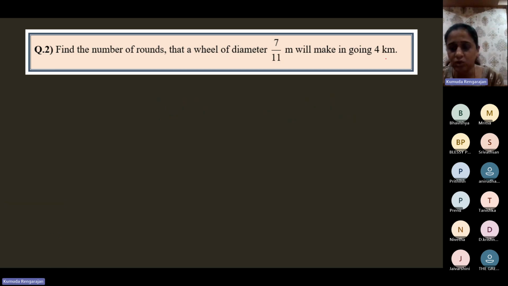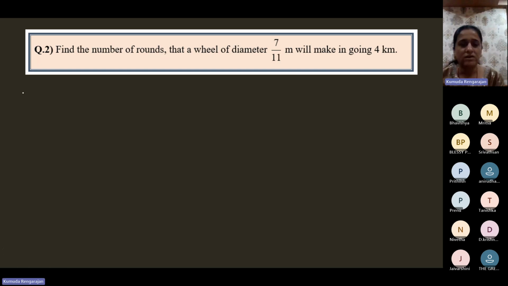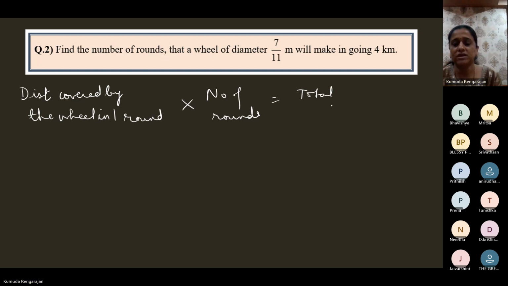The distance is 4 kilometers. We need to find the number of rounds. So let's just write a formula. The distance covered by the wheel in one round into the number of rounds is equal to the total distance covered. That's all.